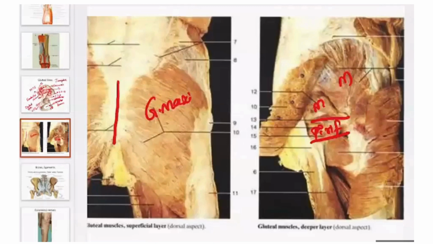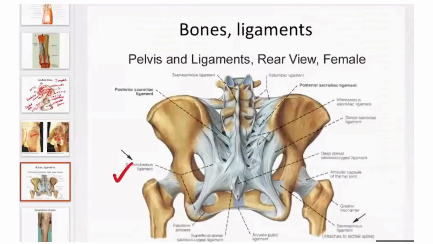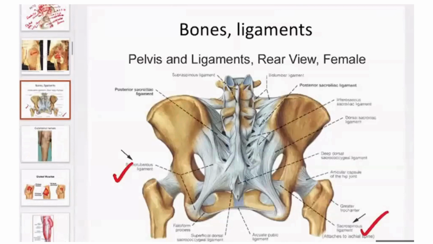So, what is the importance of gluteus maximus? Gluteus maximus is divided into 4 quadrants where you give intramuscular injection. It is the upper lateral quadrant. This is the site of intramuscular injection. Right?